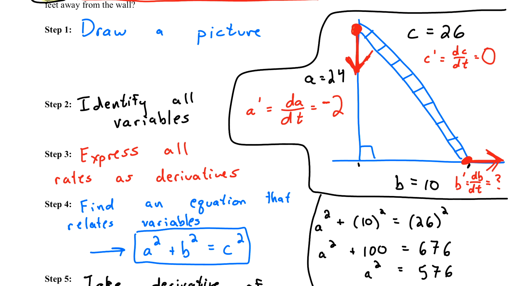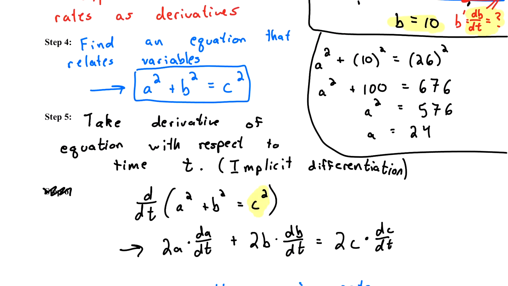Here A is equal to 24. Here's dA over dt, we said that's -2. Here's B, we said B was 10. dB over dt, we don't know what that is, but that's what we solve for. Here C is equal to 26, and dC over dt is equal to 0. So I'm going to take all of that relevant information and plug it into my derivative.